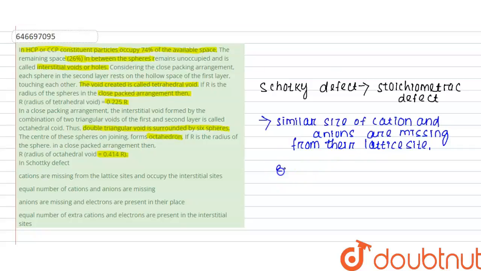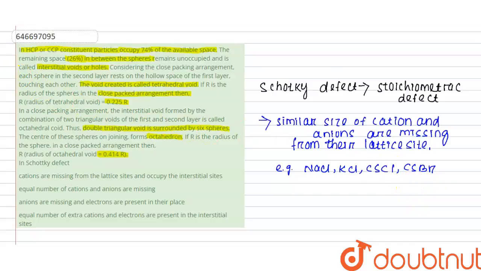For example, NaCl, KCl, CsCl, CsBr having similar size and larger coordination number, larger ionic character.